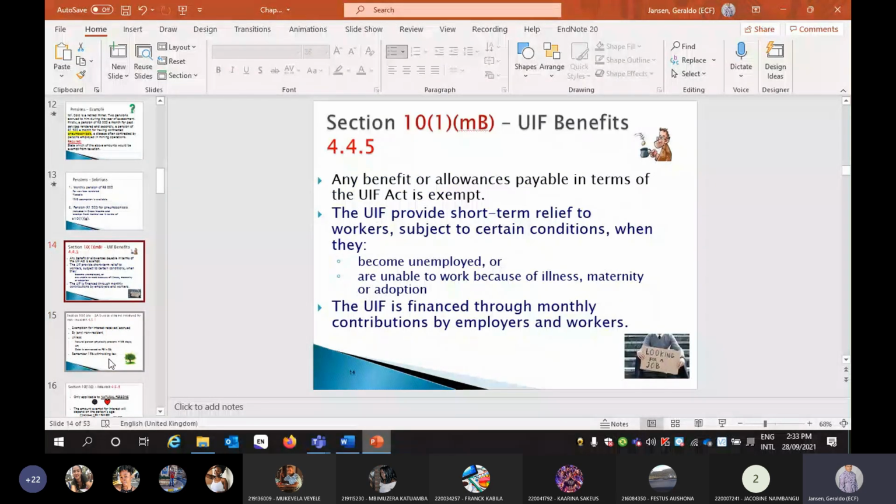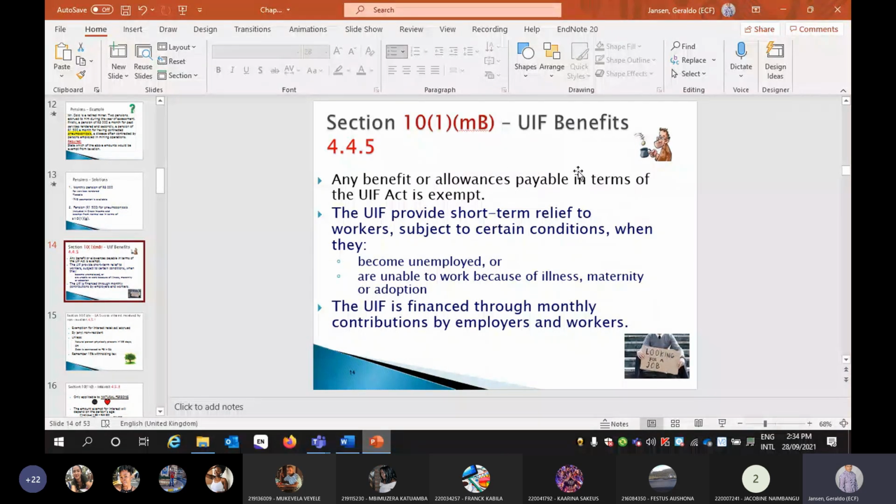Let's look at section 10(1)(mB), UIF benefits. What do we say about UIF benefits? Any benefit or allowance payable in terms of the UIF Act is exempted. If you get an amount in terms of the UIF Act, that amount will be exempted. And UIF just stands for Unemployment Insurance Fund.